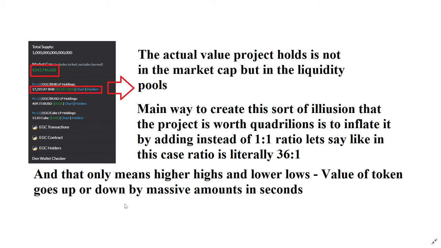Now, at the same time, these inflated rates. This is just an example, Evergrow token, just as an example. Basically, when you have these inflated rates, it doesn't mean that if you have 10% of these tokens, you have $34 million in your wallet. It just means that you own 10% of this liquidity pool. And if you were to sell that amount, it only means that the highs are higher and the lows are lower. It just means a more drastic crash or a more drastic increase if you buy those actual tokens.